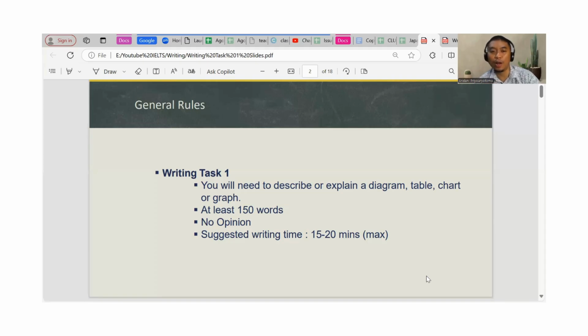Suggested writing time is 15 to 20 minutes, and actually in the IELTS writing session, you will be having a 1 hour session. They will give you 1 hour. However, in reality, there are going to be 2 writing tests, writing test 1 and writing test 2, and this one is supposed to be shorter than the next, writing test 2. That's why 15-20 minutes max is important, so you can use the time afterwards to spend on writing test 2. We'll get to that later.